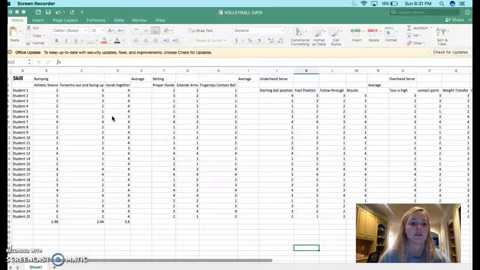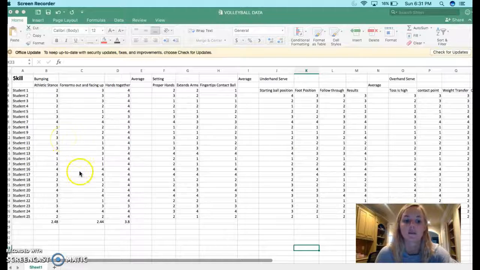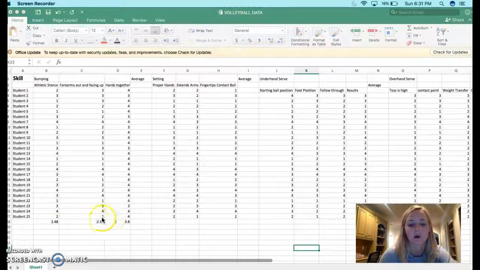The data tells me that students were not that ready for the bumping. I could get that from these numbers. The averages should be way higher than a little above a 2. It would be nice to have above a 3 to a 4.